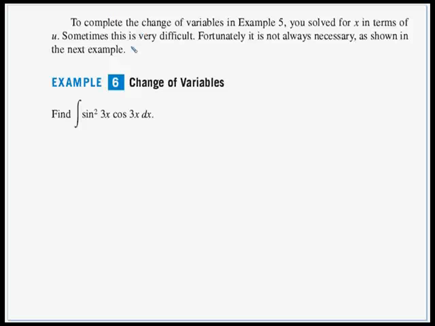To complete the change of variables in example 5, you solved for x in terms of u. Sometimes that can be very difficult. Fortunately, it's not always necessary, as shown in the next example. So, this one looks tricky. We've got the antiderivative of sine squared of 3x times cos of 3x dx.